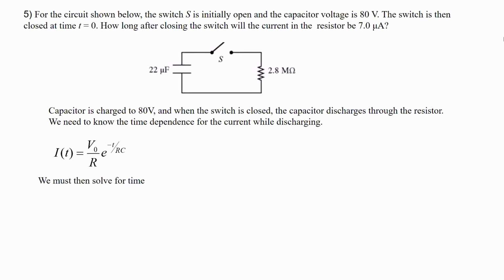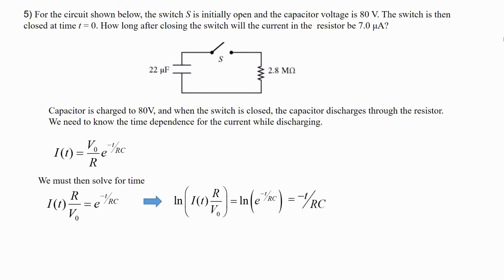So we must solve for the time in this case. Have to do a little bit of algebra to do so. The first thing I want to do is multiply both sides times R and divide both sides by V naught. And V naught, of course, is 80 volts, if we start out with that. Right, so now we have this relationship. We have this exponential we need to take care of. The best way to get rid of the exponential is a log. So taking a natural log on both sides will give us this.